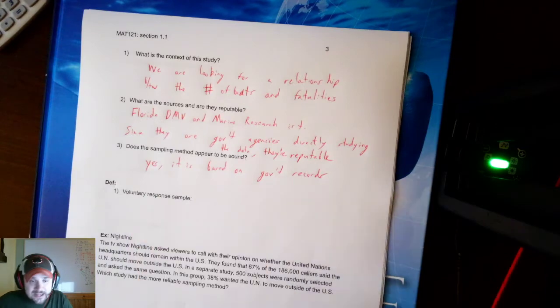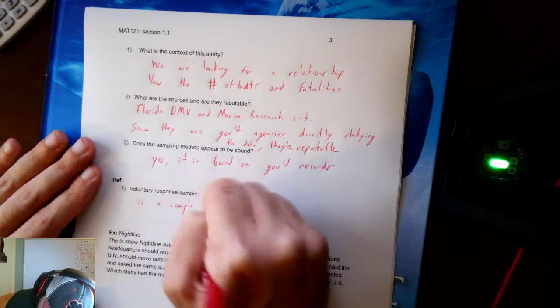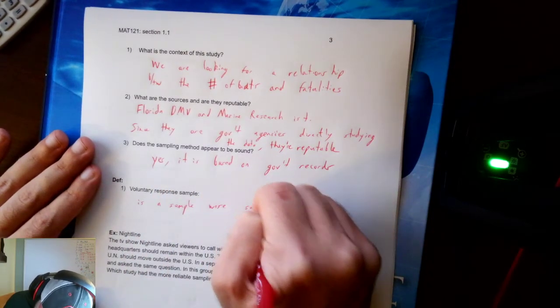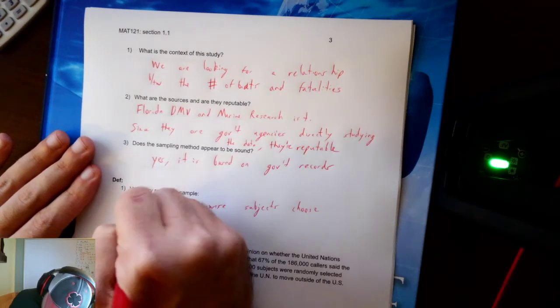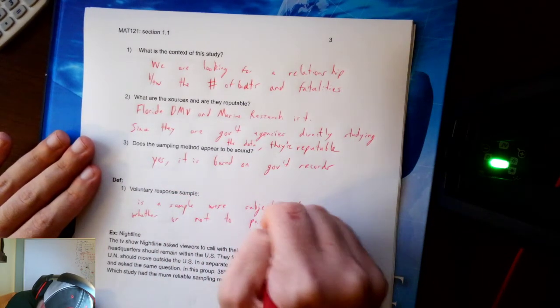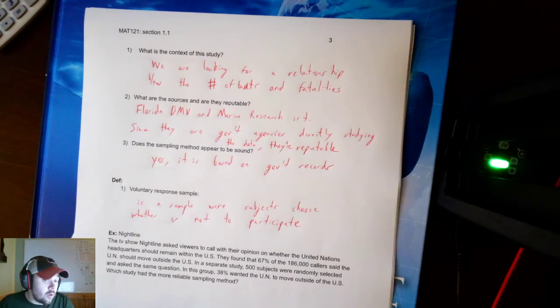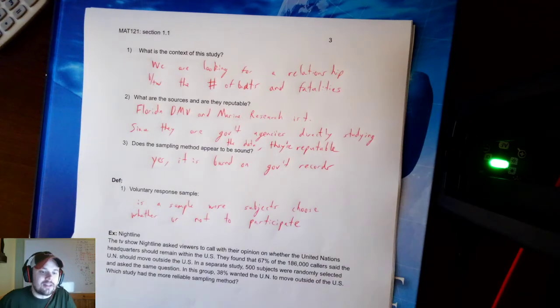Now, what is a voluntary response sample? Our next definition is a sample where subjects choose whether or not to participate. It's voluntary. Think of phone-ins, phone calls, Facebook polls. If you're watching the news and they say to tweet at them with your thoughts on it, those are all voluntary response samples, right? You choose whether or not you take part in them. Nobody's making you. There's no incentive to take part in them. You just elect to take part in it.